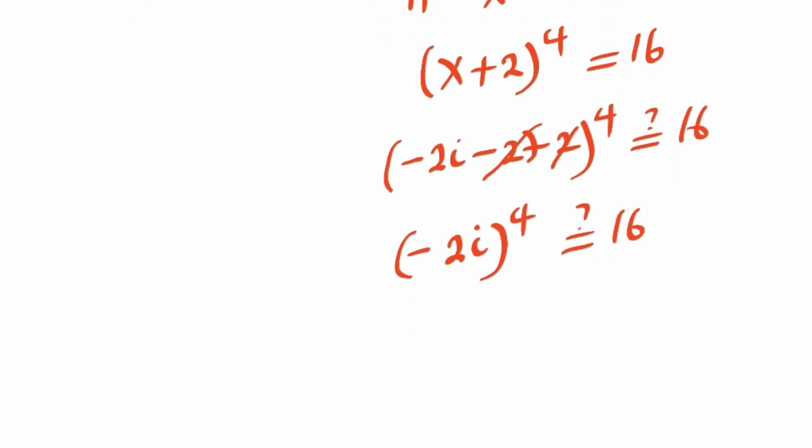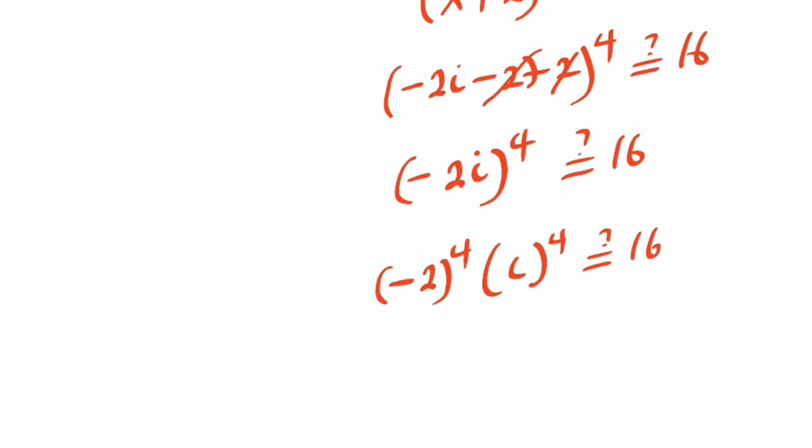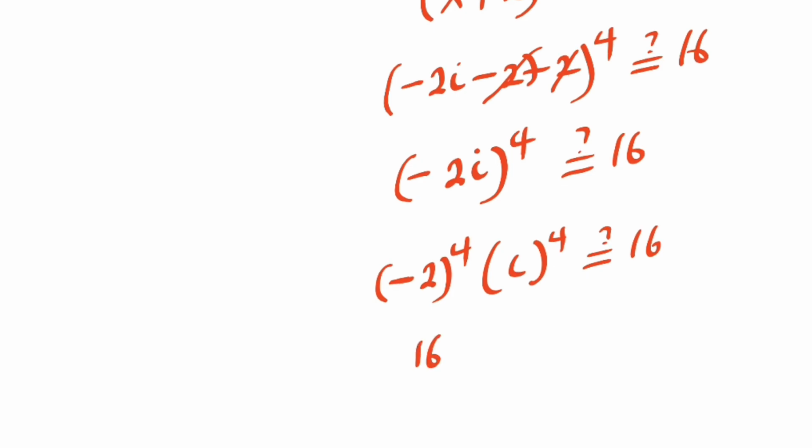Now here, this is negative 2 raised to power 4 multiplied by i raised to power 4 must be equal to 16. Negative 2 raised to power 4, this is 16. i raised to power 4 is 1. Then it's equal to 16, which is true.